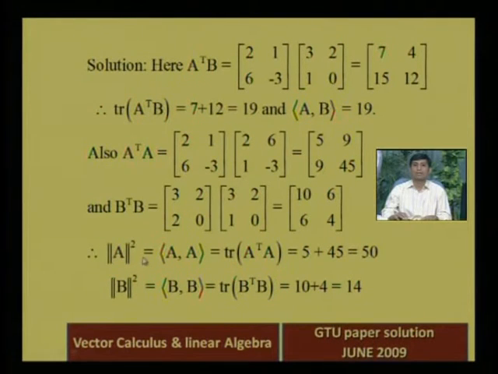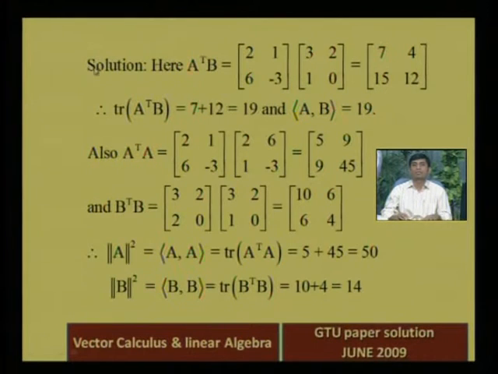Okay, so norm A square is equal to inner product A with A, that is equal to trace of A transpose into A, that is equal to 5 plus 45, that is equal to 50. And norm B square is equal to inner product B with B, that is equal to trace of B transpose B, that is equal to 10 plus 4, that is equal to 14. Okay, so norm A is equal to under root 50 and norm B is equal to under root 14, correct?